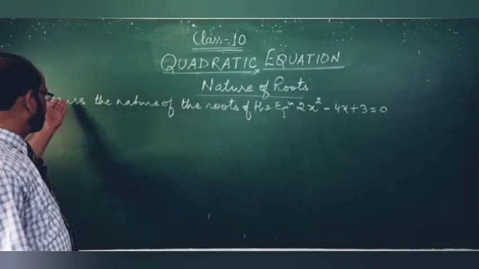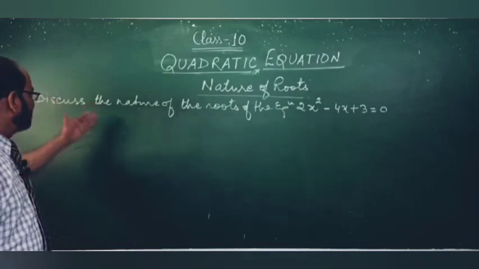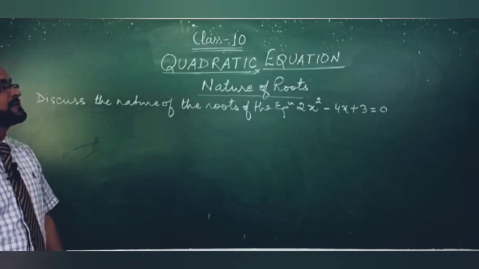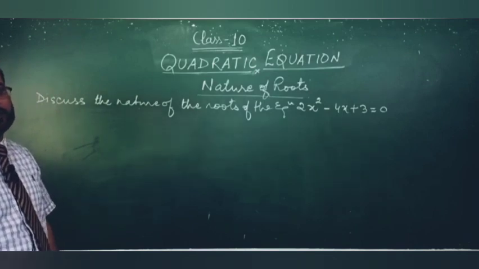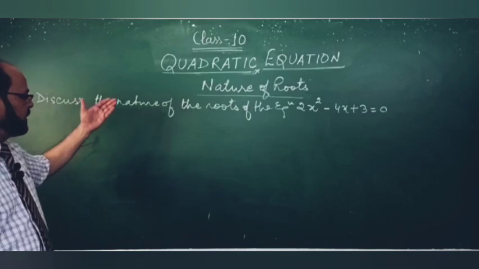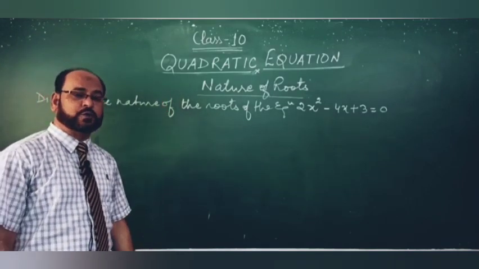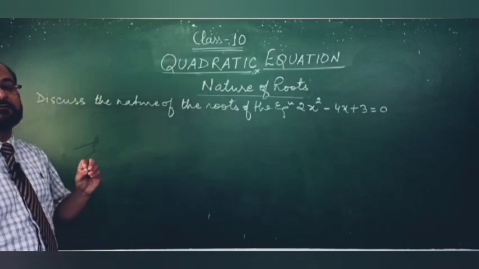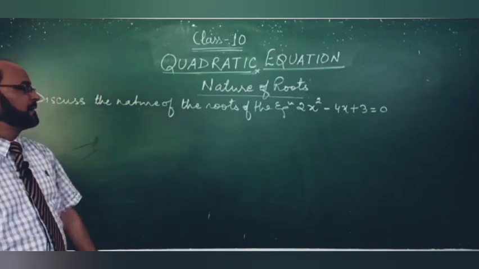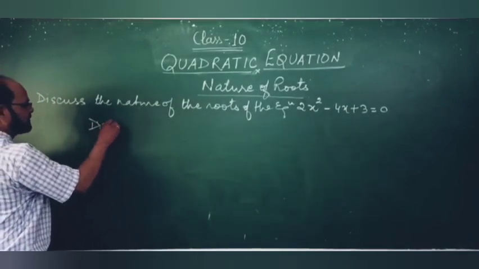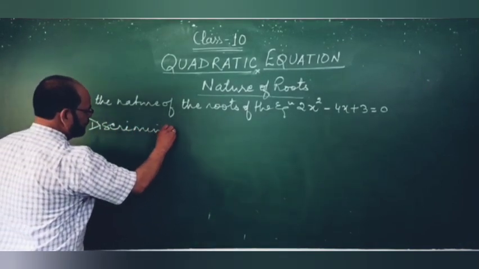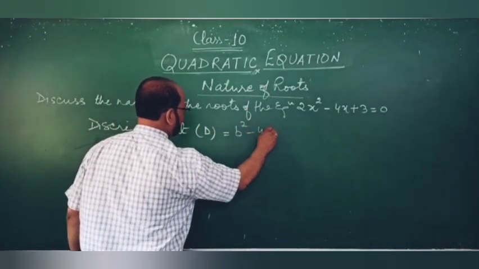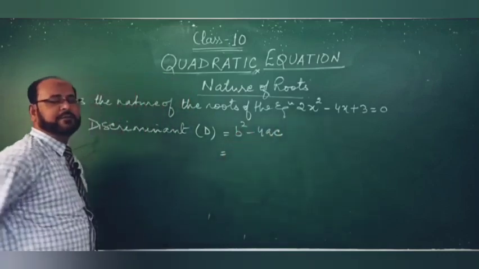Alright, this is the question. Discuss the nature of the roots of the equation 2x squared minus 4x plus 3 equals 0. Anywhere you have to discuss the nature of the roots of a given quadratic equation, first and foremost you will find the value of the discriminant. To find it, you will find the value of b squared minus 4ac, putting in the values of a, b and c.